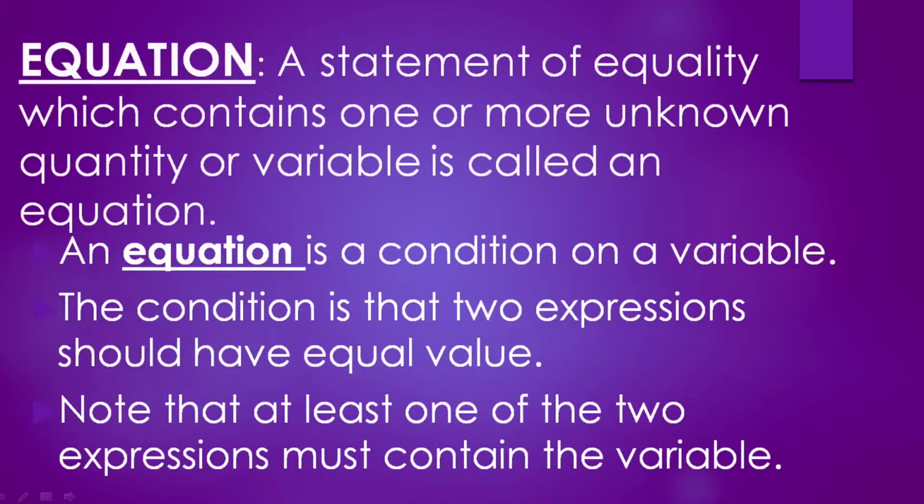Now, we have the equation. What is an equation? A statement of equality which contains one or more unknown quantities or variables is known as an equation. An equation is a condition on a variable. The condition is that the two expressions should have equal value. Note that at least one of the two expressions must contain the variable.